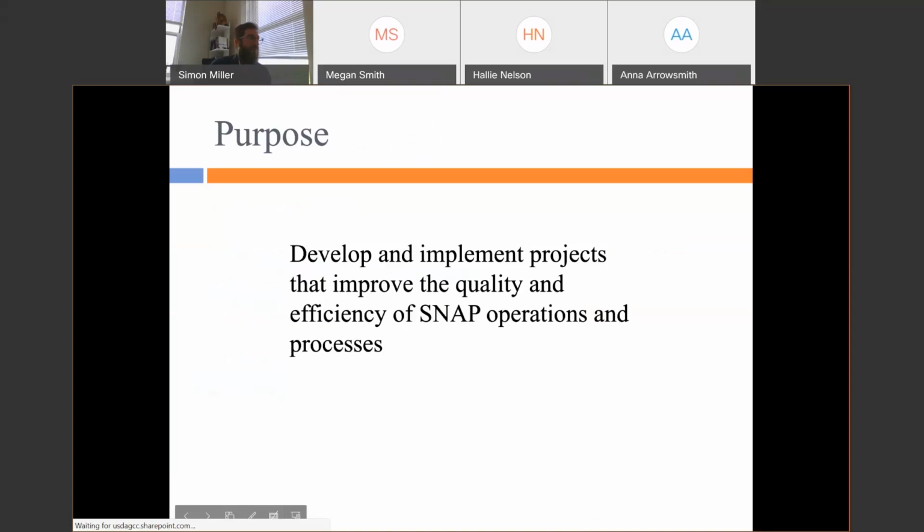So what is the purpose of the PTIG grant competition? The purpose of the grant competition is to develop and implement projects that focus on improving the quality and efficiency of SNAP operations and processes.